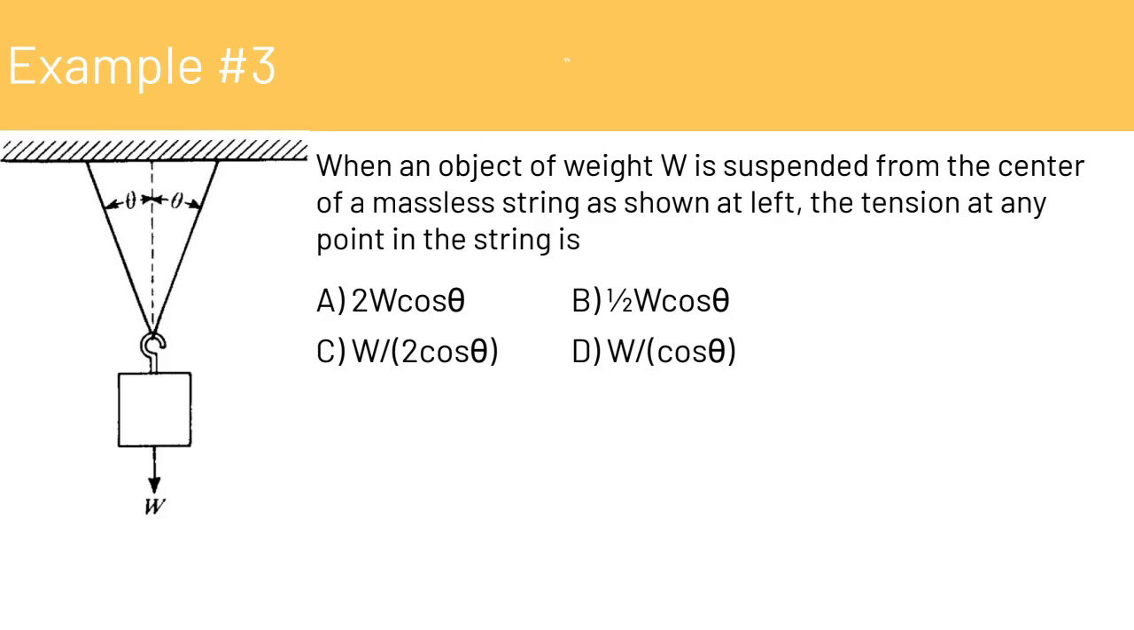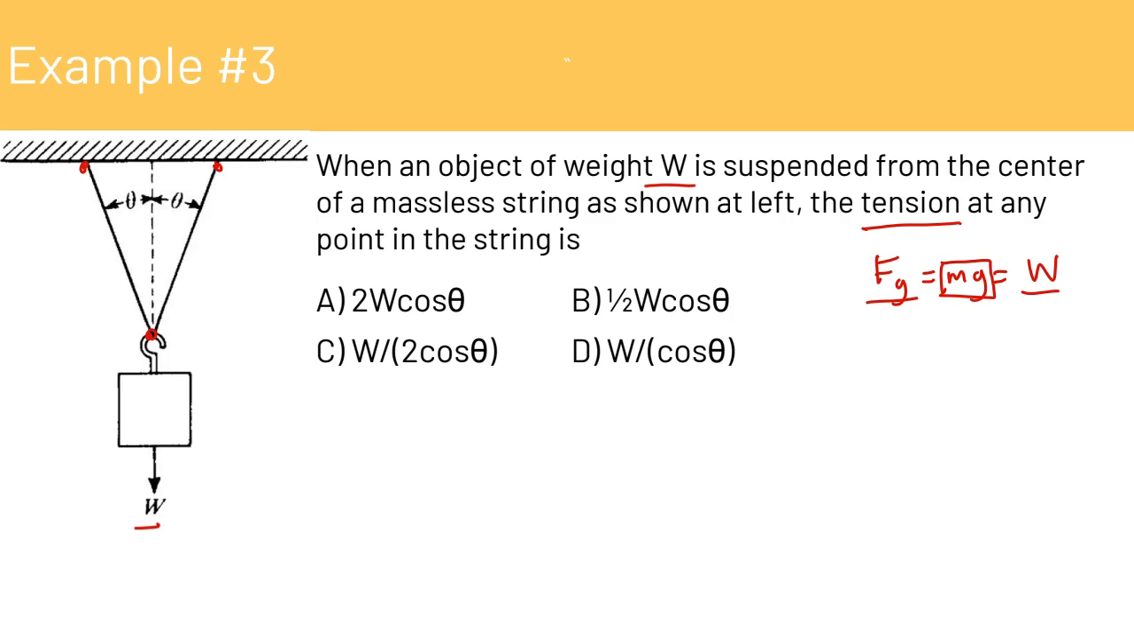Okay, so this is example number 3. When an object of weight W is suspended from the center of a massless string, as shown at left, the tension at any point in the string is, and we've got these answer choices. Okay, so we have this string, it's attached at these 2 points, and there's a mass hung on it, and the mass is W. So just a quick reminder that the force of gravity is m times g, and we call that also W. So the weight of an object is also considered the force of gravity, and that is calculated by multiplying the mass of the object times g.